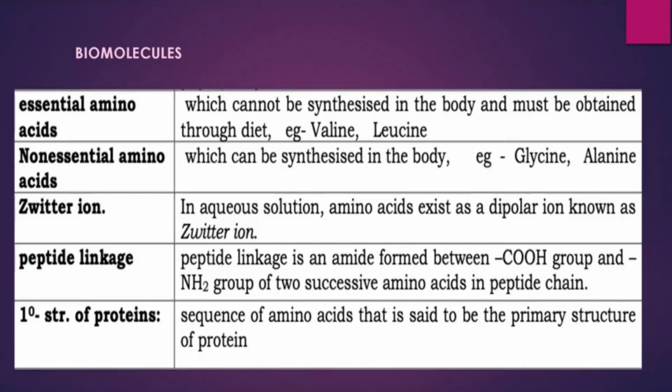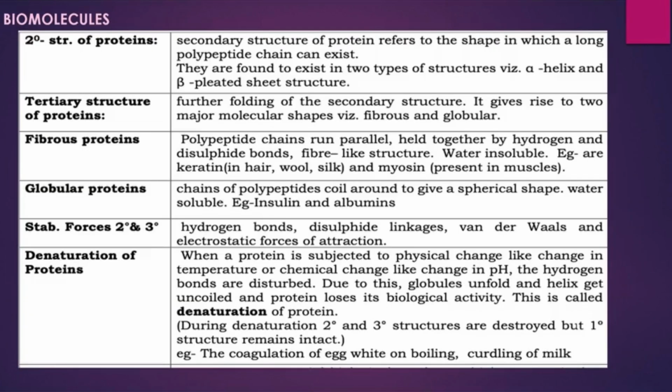The next topic is amino acids. We have two types of amino acids, essential amino acids and non-essential amino acids. Essential amino acids we have to take through diet, and non-essential amino acids our body can synthesize. Then the next topic is zwitterion, a very important one. Then the structures of protein, primary, secondary, tertiary, and quaternary structures of protein, very important.